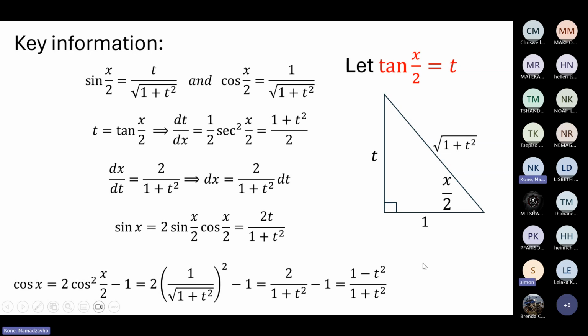So our toolkit in summary form is: cos of x is equal to 1 minus t squared over 1 plus t squared. Our sine x is equal to 2t all over 1 plus t squared. Our dx is 2 over 1 plus t squared dt.